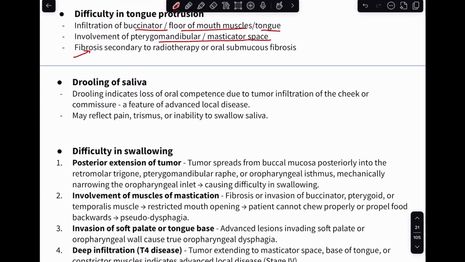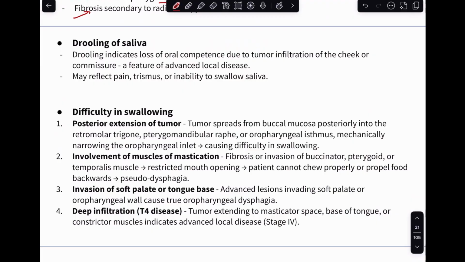Next is drooling of saliva. Now, drooling of saliva, what will it indicate? It will indicate that there has been a loss of oral competence, which can happen because of tumor infiltration of the cheek or the lip in the oral commissure, which is the angle of the mouth. And this will be a feature of advanced local disease.